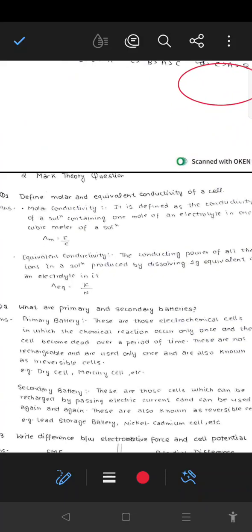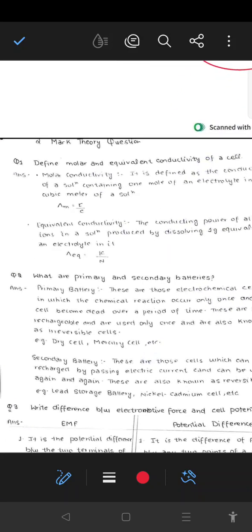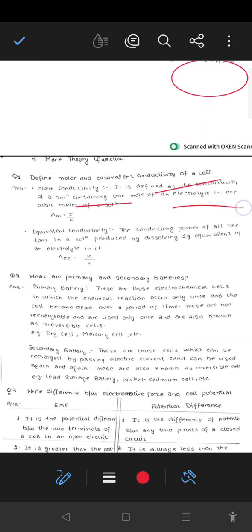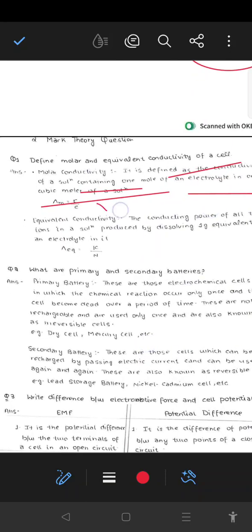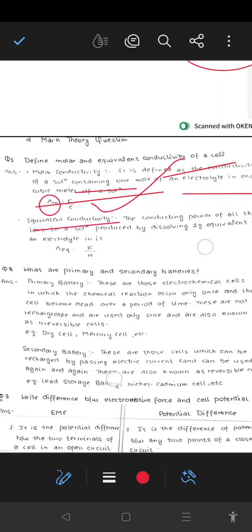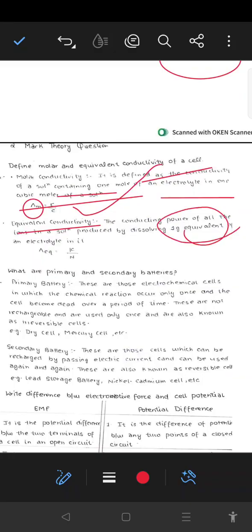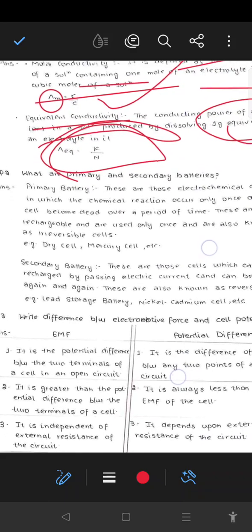Next, a 2 marks carrying question: define molar conductivity and equivalent conductivity of a cell. Molar conductivity is defined as the conductance of all the ions in a solution containing 1 mole of an electrolyte in 1 cubic meter of the solution. We denote it by lambda. Equivalent conductivity is the conducting power of all the ions produced by dissolving 1 gram equivalent of an electrolyte in it. We denote it by lambda equivalent.